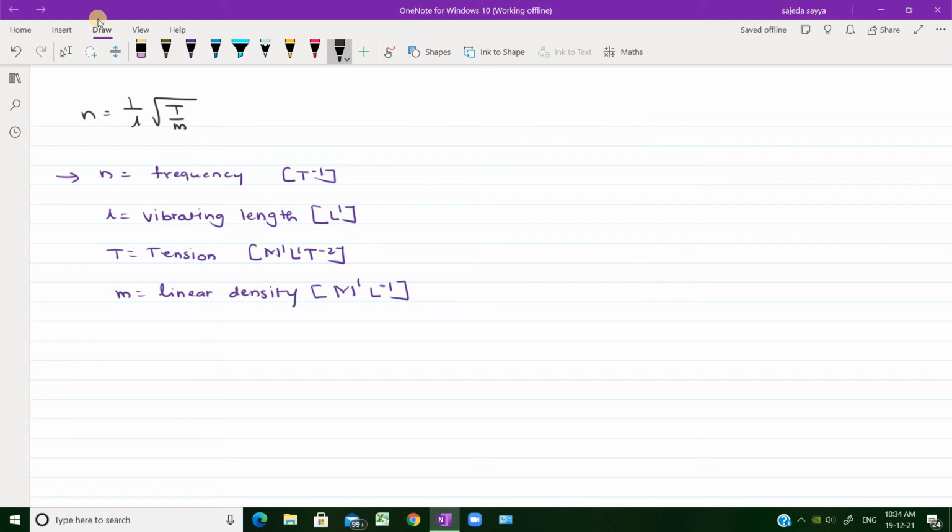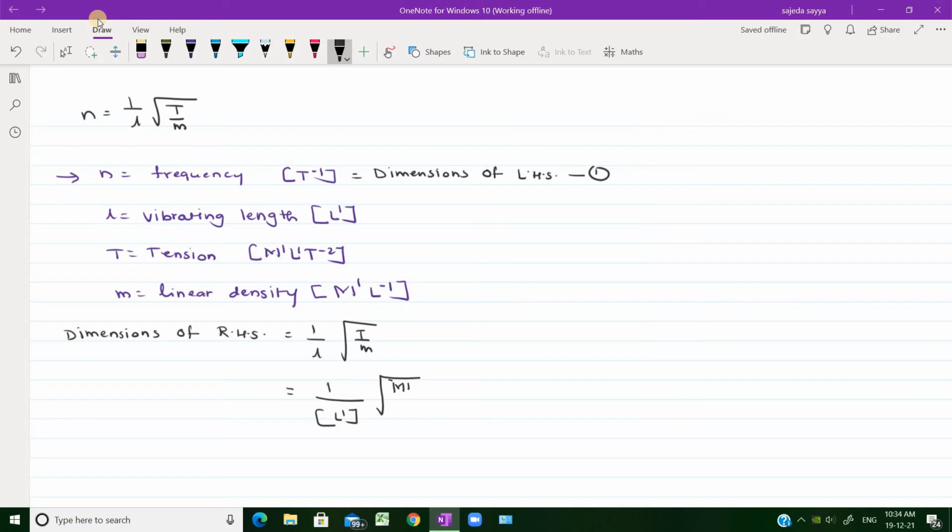Now let us prove whether the dimensions of LHS equals the dimensions of RHS. These are the dimensions of LHS. Let me number it as equation 1. Dimensions of RHS, which is 1 upon small l root of T by M. So let us write the dimensions: 1 upon L raised to 1, tension M1 L1 T raised to minus 2, divided by linear density M1 L raised to minus 1.